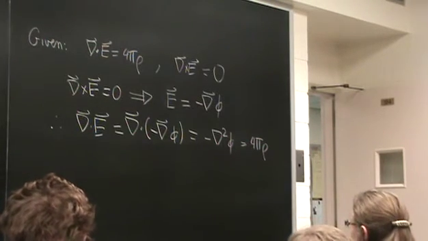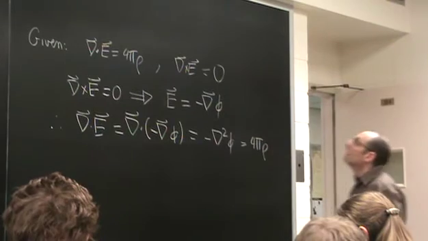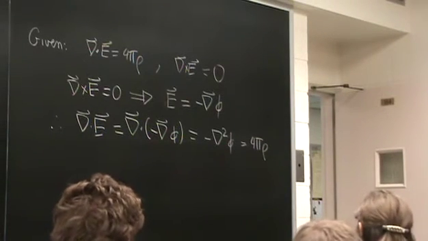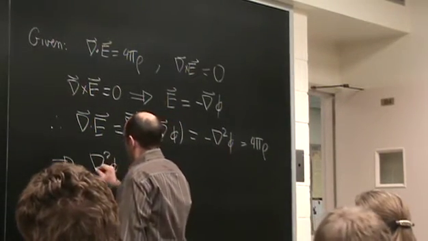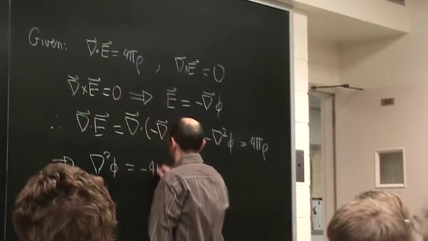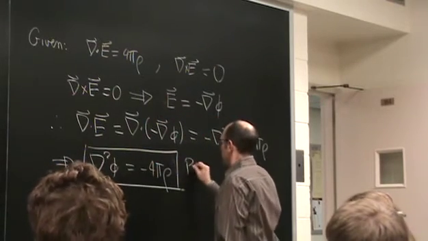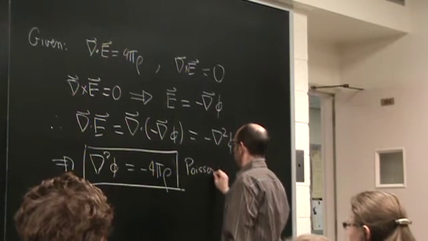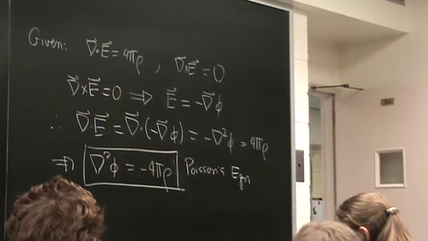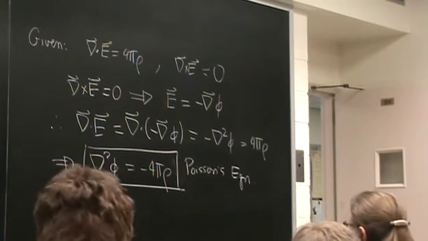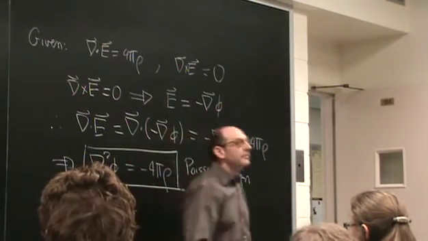So, excuse me, the combination of Gauss's law and the irrotational nature of the electric field tells us that the electrostatic potential satisfies this equation, which is called the Poisson equation, not Poisson's equation. Poisson. We're sophisticated. All right. So the question then is, what is the solution to this equation?